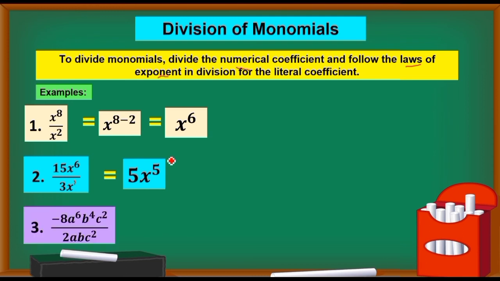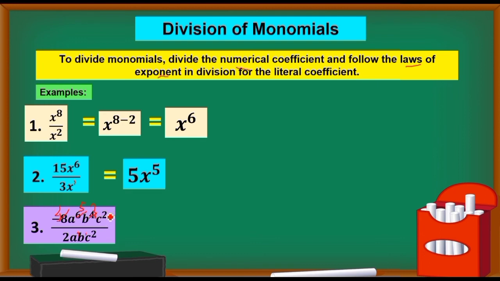Another, negative 8a raised to 6, b raised to 4, c squared divided by 2abc squared. O, paano gagawin? So, negative divided by negative, positive, magiging negative. 8 divided by 2 is 4. Ayan, magiging 4 na po to. And then, automatic po, yung walang exponent may 1. So, 6 minus 1 is magiging 5. Ayan, magiging 5 po siya. And then, yung b natin sa denominator ay 1. So, 4 minus 1 is 3.